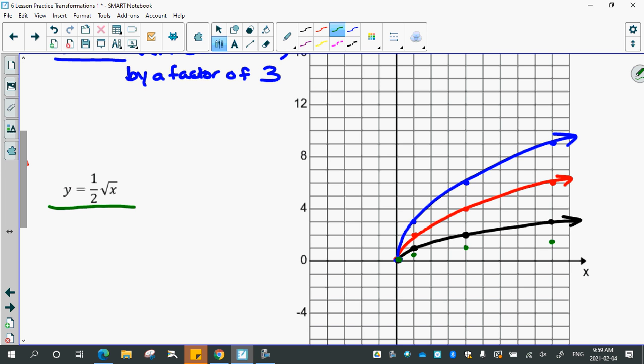So I'm halving the ups. I'm cutting the ups in half. Okay? So we don't call that a vertical stretch because it's not stretching it up at all. We instead call it a vertical compression because compared to the parent, we're compressing it. Okay? So this is called a vertical compression.